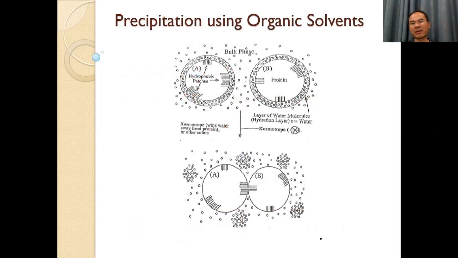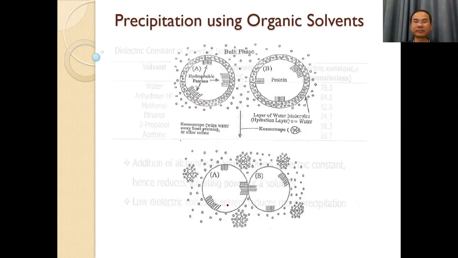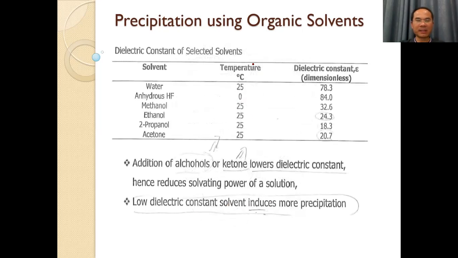Okay. Previously, we talked about precipitation by isoelectric point and by salt, and now we have another technique using organic solvent. If you mix organic solvent with the protein, it will induce interaction between proteins, and we get the precipitation phenomenon. This depends on the dielectric constant. The dielectric constant indicates polar or non-polar.